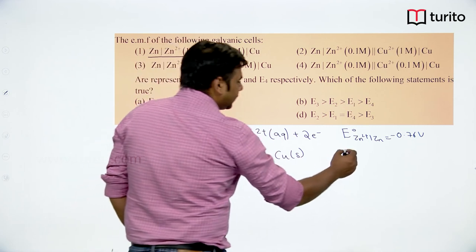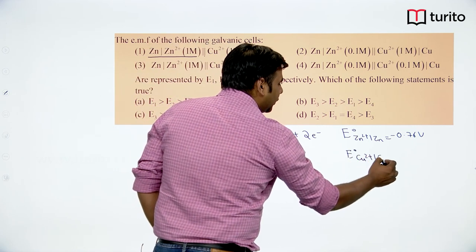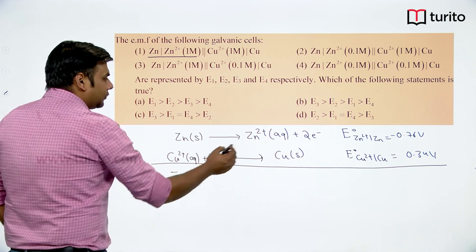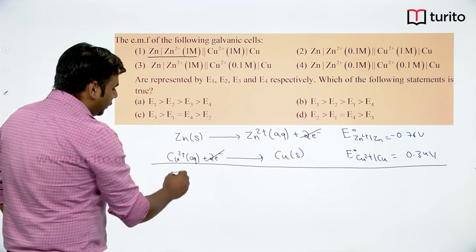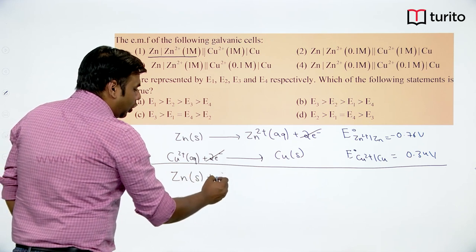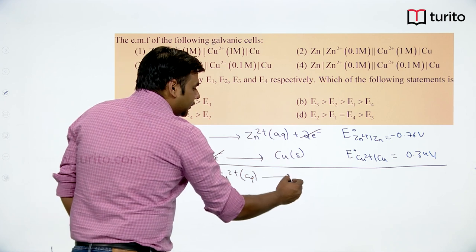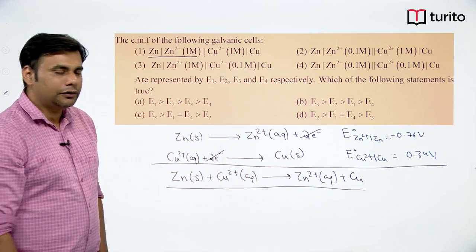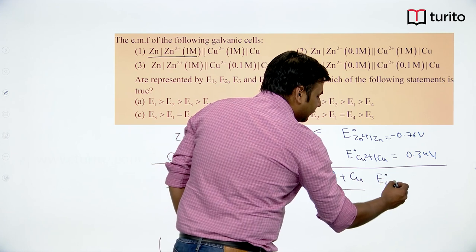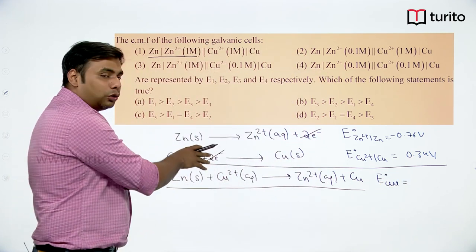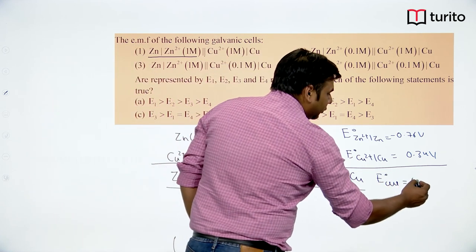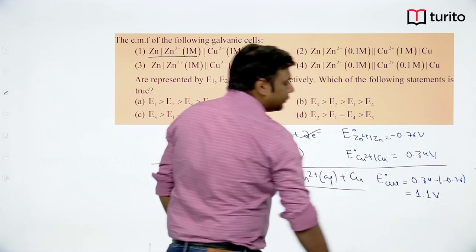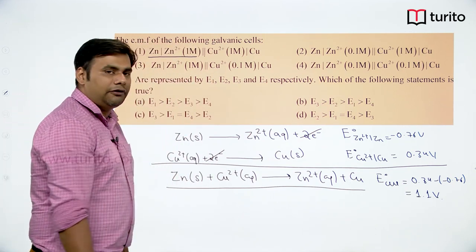The E naught in this case, the reduction potential of the copper 2 plus electrode, is 0.34. When we add these, the 2 electrons involved get cancelled out, and we get zinc solid plus copper 2 plus aqueous changing into zinc 2 plus aqueous plus copper. This is the overall reaction. The E naught cell is the reduction potential of the cathode minus the reduction potential of the anode. The reduction potential of the cathode is 0.34 and of the anode is minus 0.76, so this would be 1.1 volt. It will generate 1.1 volt of EMF under standard conditions.